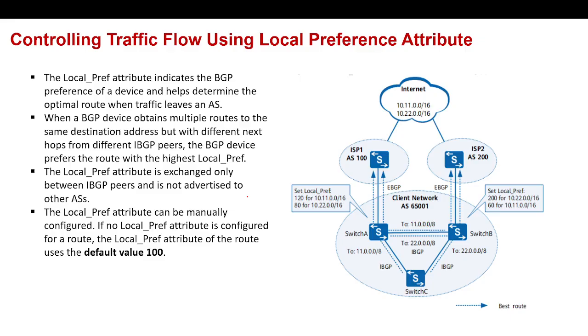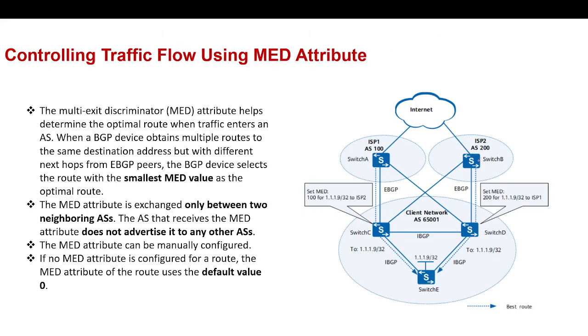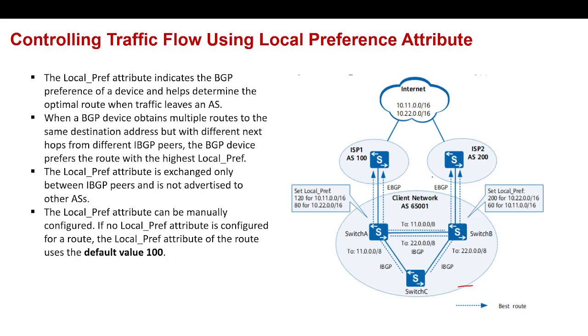Another thing is we can control the traffic flow using the local preference. With local preference, we are controlling the outbound traffic. You can see that in this kind of setup, you have multiple exits. You have an exit through ISP1. You also have an exit through ISP2. If you want traffic to flow through one of the ASs, then you can use local preference. Local preference helps us determine the optimal route when traffic is leaving an AS.